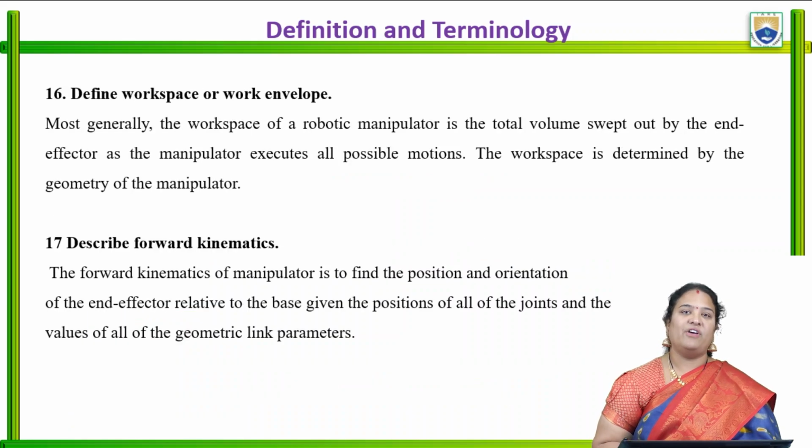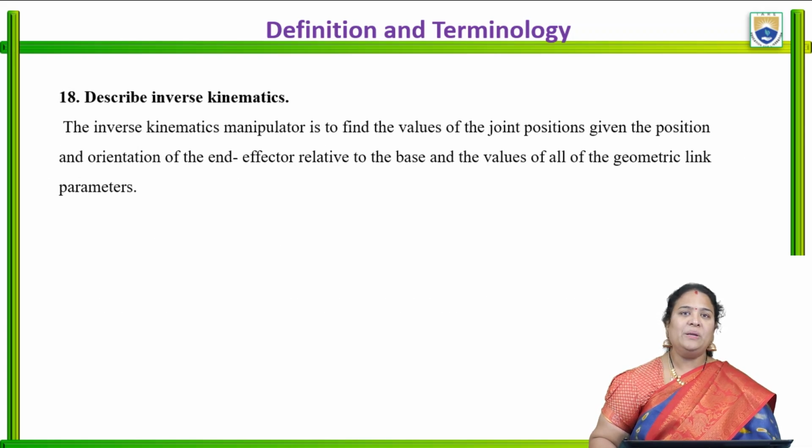Next, define workspace or work environment. We have already discussed this. Most generally, the workspace of a robot manipulator is the total volume swept out by the end effector as the manipulator executes all possible motions, which depends on the geometry of the manipulator. And forward kinematics is used to determine the forward motion of the robot, or inverse kinematics, which is used to determine the reverse motion with respect to its end effector's position and orientation.